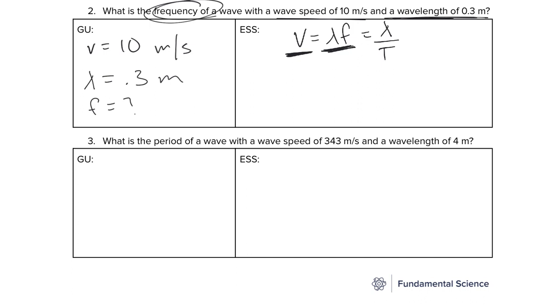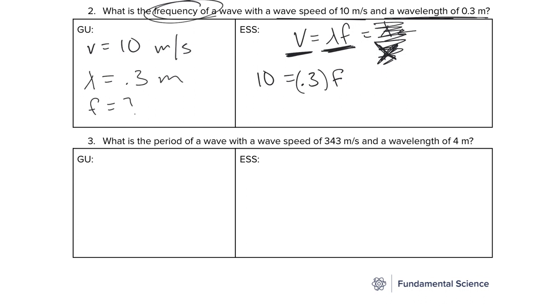Our last section, we have the lambda, but we don't have the period, so we're not going to use that last one. We're just going to use that the velocity equals the wavelength times the frequency. That is v equals lambda, which is 0.3, times frequency, which we don't know. Oh, I forgot to plug in the v. That is 10 there for the velocity.